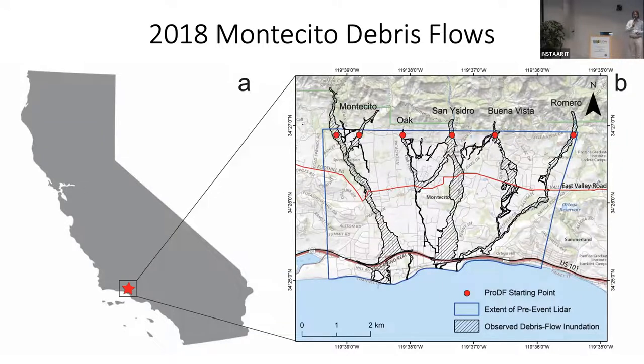We developed ProDF primarily against an inundation scenario from the 2018 Montecito debris flows in Southern California. So this event occurred in January of 2018, shortly following the Thomas Fire in Southern California. The heavy rainfall in the area produced multiple debris flows that ranged in size from about 10,000 to nearly 300,000 cubic meters in scale. And in the days following the event, a team from the USGS gathered detailed information regarding the inundation extent of these flows. And that's shown here by this hash polygon on this figure.